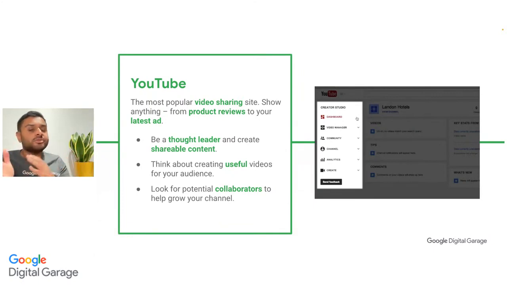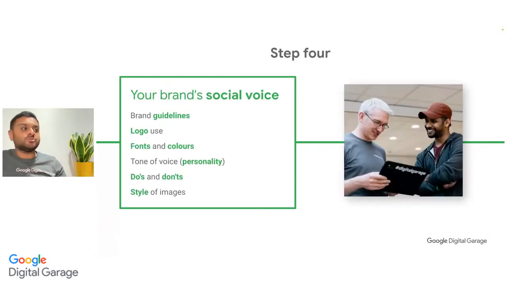If not, think about some of the other platforms that they're spending the most time on and then actually set up a presence on there, and then maybe trial out and experiment with YouTube as well. And again, it comes back to that trial and error mindset as well. So that's step 3, deciding on our social media platforms to have a presence on. Now, step 4 is thinking about our brand social voice.